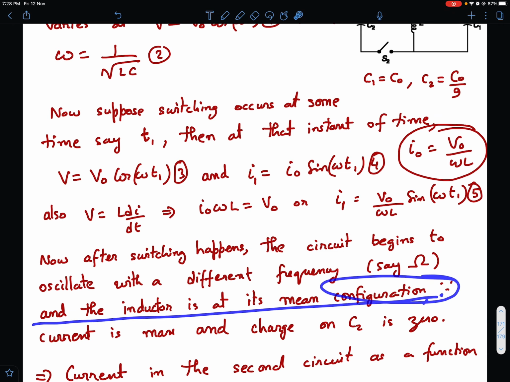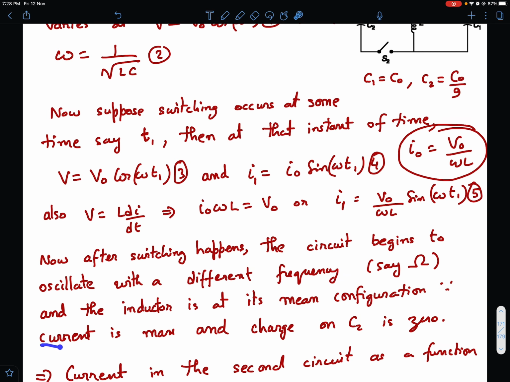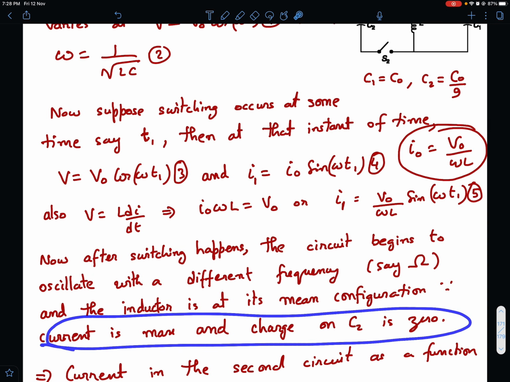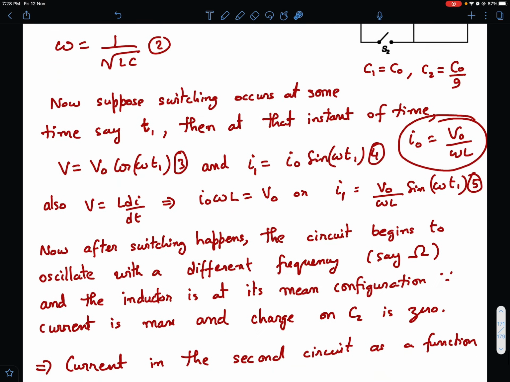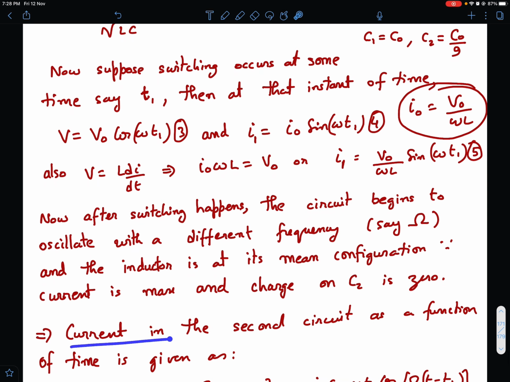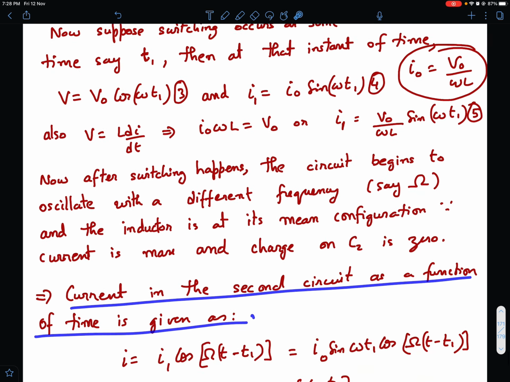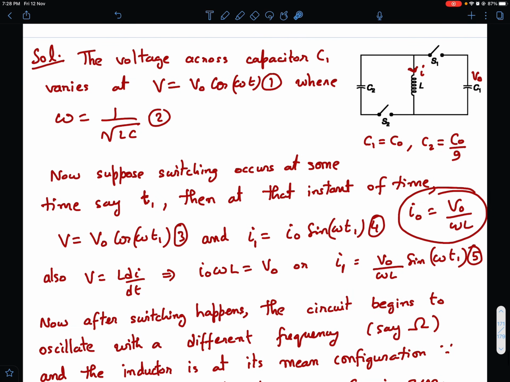is at the mean configuration. I explained to you why it is at the mean configuration: because the capacitor charge is 0, the current is maximum, and the charge on C2 is 0. So this charge is 0 and this current will be maximum for the subsequent LC oscillations, right? So current in the second circuit will be given as a function of time as what?